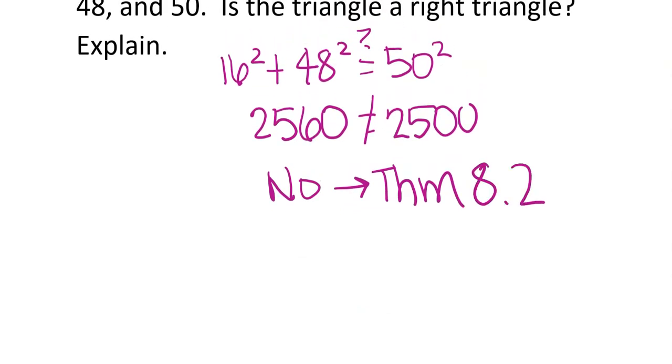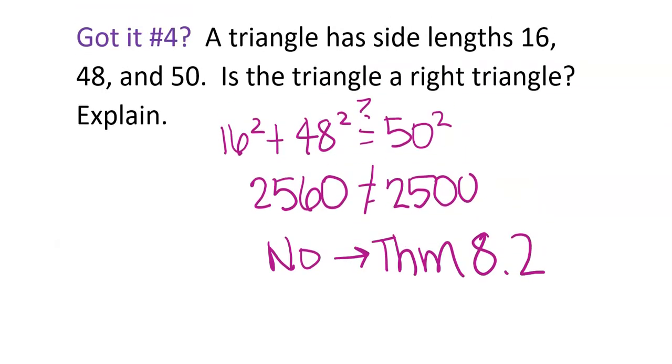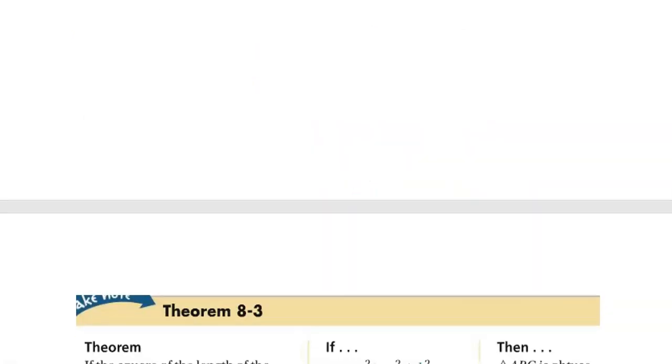Doesn't follow the Pythagorean converse. Now, what do we do if it is no? If it is no, then they're going to say, okay, then is it an acute triangle or an obtuse triangle? And how do we know how to do that?